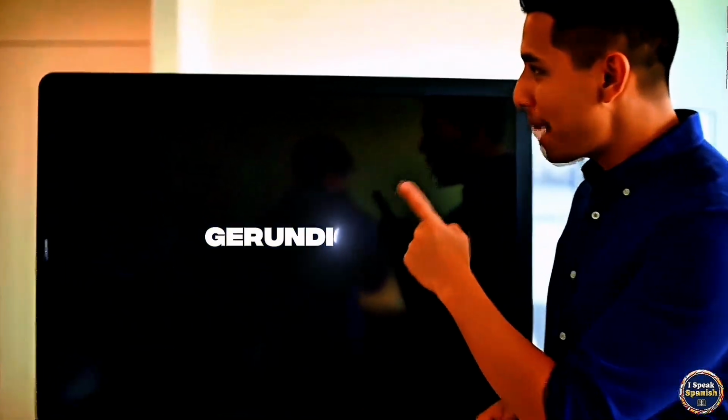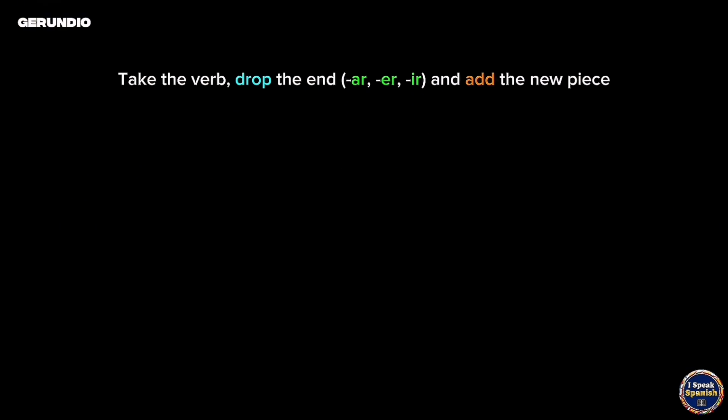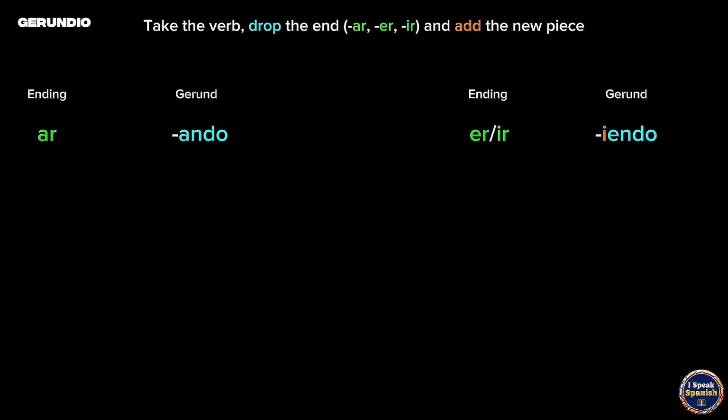Today, we're mastering the gerundio, the Spanish ing form. So let's get straight to it. Alright, my friends, in Spanish, we have two main endings. It's like a puzzle. Take the verb, drop the end, and add the new piece. Simple. So, and here are the endings.